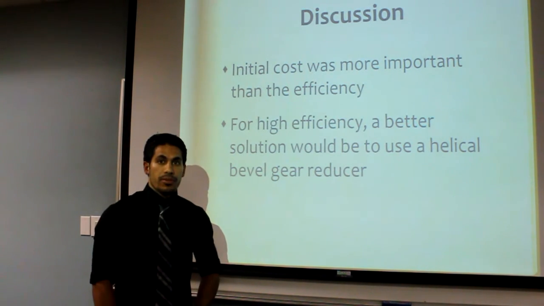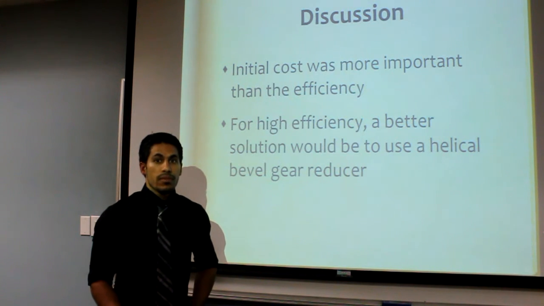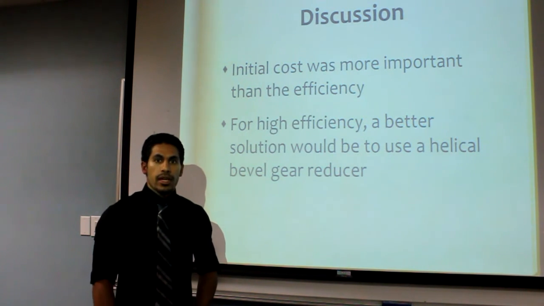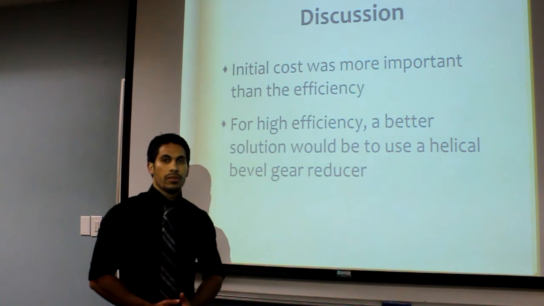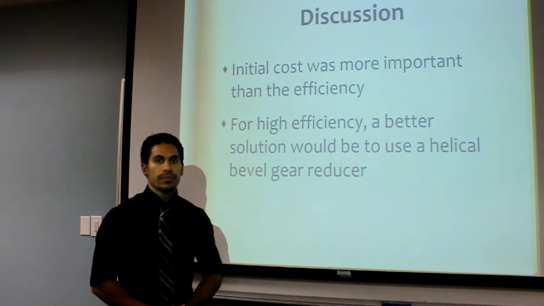We chose a worm gear speed reducer because the initial cost of the system is more important than efficiency. In an application where high efficiency is required, a better solution would probably be to use a helical bevel gear reducer.